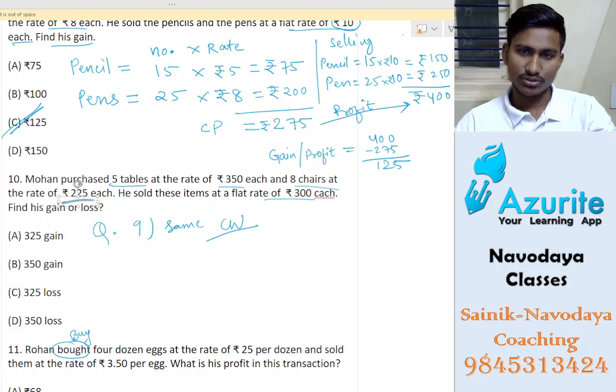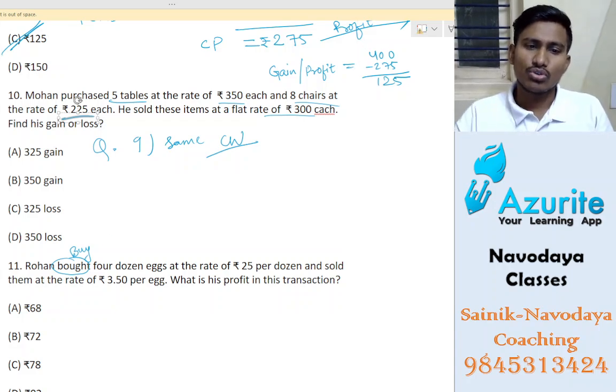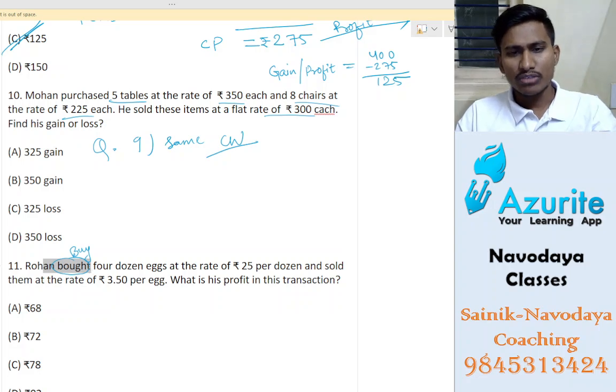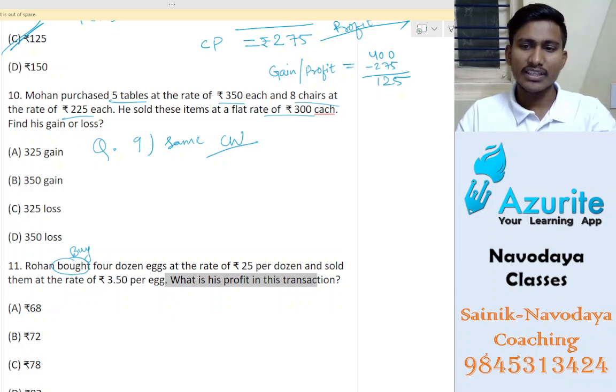Now the 11th question is also the same but with a little change. What is that little change? Rohan bought, means buying. Sir, I can't see your screen. You join once again. Rohan bought 4 dozen eggs at the rate of 25 rupees per dozen and sold them at the rate of 350 paise per egg. He is selling for 1 egg. What is his profit in the transaction?